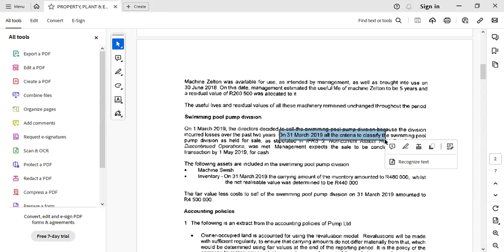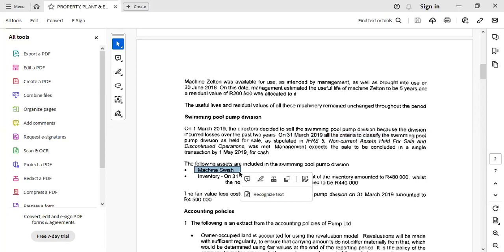So by 31 March 2019, we should remove machine Swish. It will no longer be property, plant, and equipment. It will be moved from property, plant, and equipment to non-current assets held for sale. So the moment you have made a commitment and all criteria for reclassification are met, you remove the asset from its category and transfer it to non-current assets held for sale. Fortunately, in this case, it happened on the very last day of the year, which is 31 March 2019.